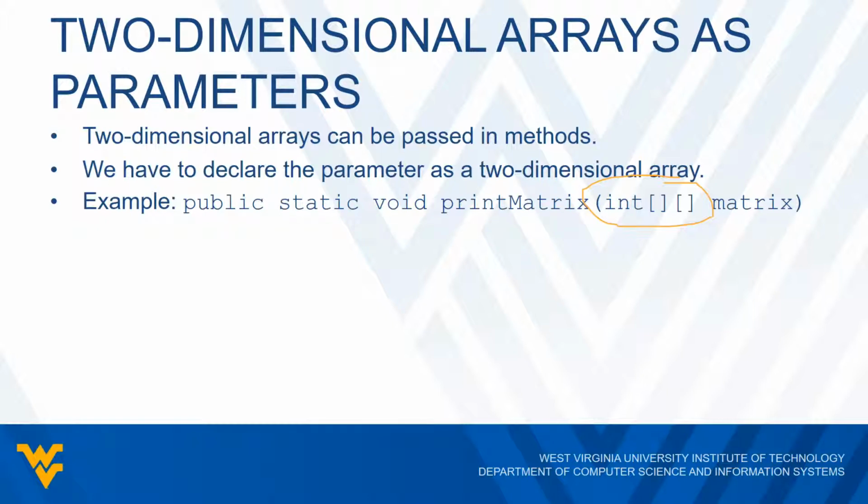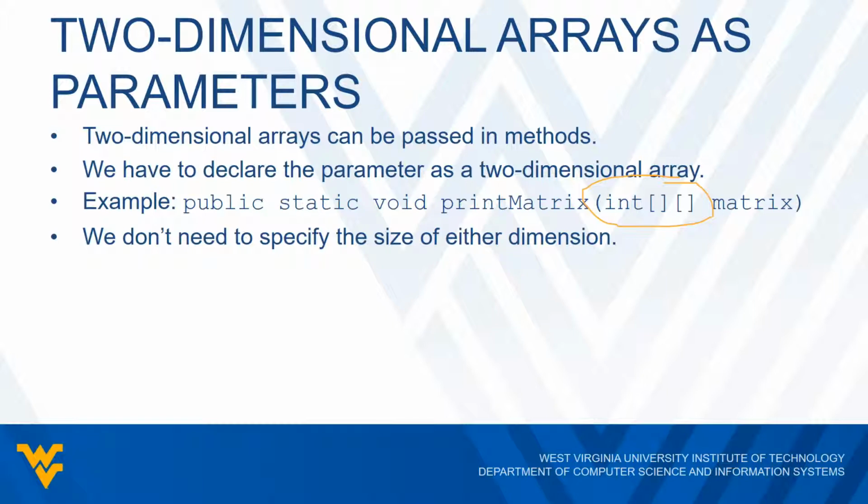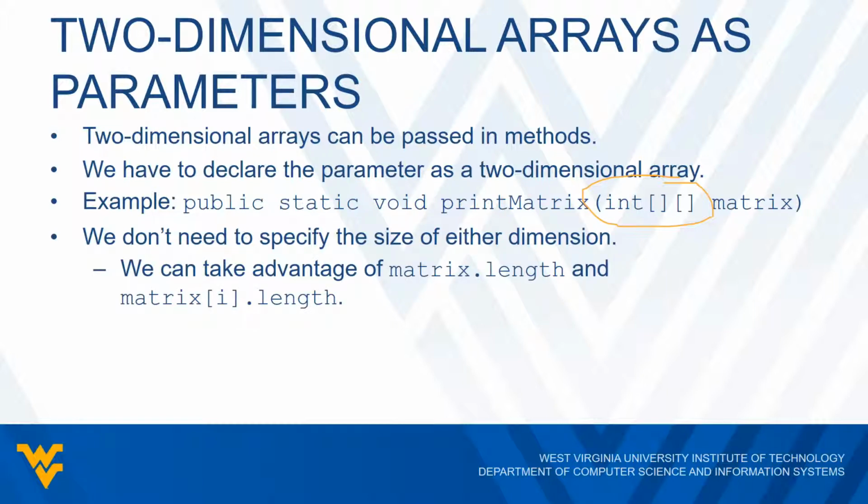And notice here, just kind of like with our one-dimensional array, that we don't need to specify the size of either dimension. We don't need to pass the number of rows or the number of columns. We have that information already. We can take advantage of matrix.length and matrix[i].length, where i is some arbitrary row. We can use this information for getting the rows and columns of our two-dimensional array.